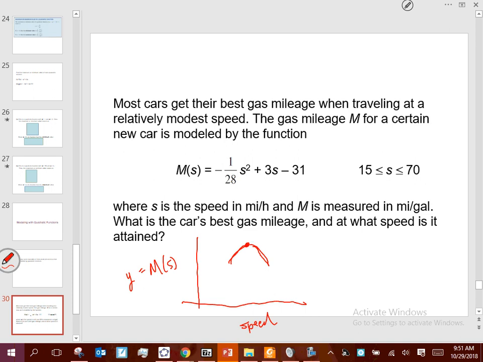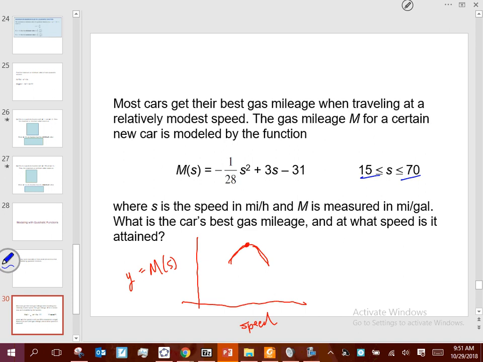Now, at the beginning, whenever I created this, I don't know how many years ago, I believe if you plug in 15 or 70, you start to get negative Y values back. So I'm just saying this car has to travel at least those two speeds for this function, or between those two speeds.